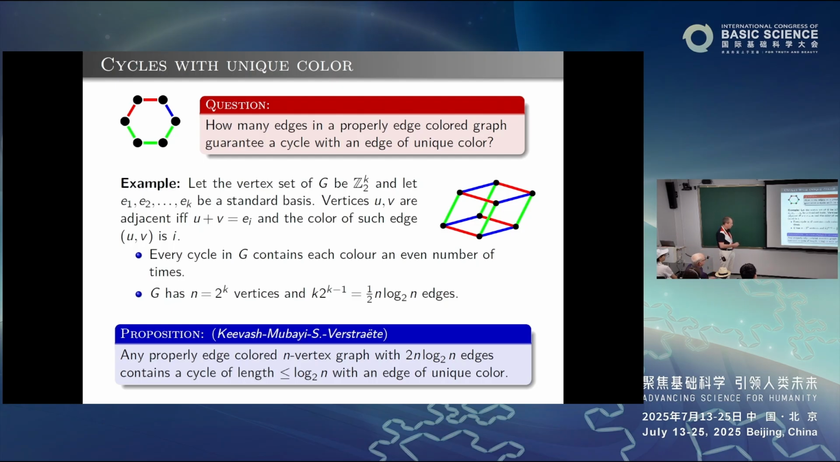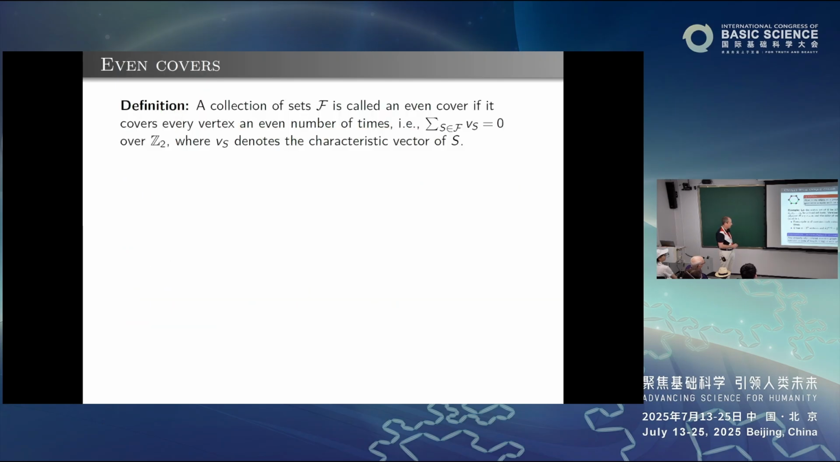So in order to see that it might be interesting, let me give you a different way to look at this problem, which actually has applications to theoretical computer science and coding theory. One interesting notion in coding theory or in theoretical computer science is this notion of even cover. So you have a collection of sets, and I call it an even cover if, looking at the ground set, they cover every element of the ground set an even number of times.